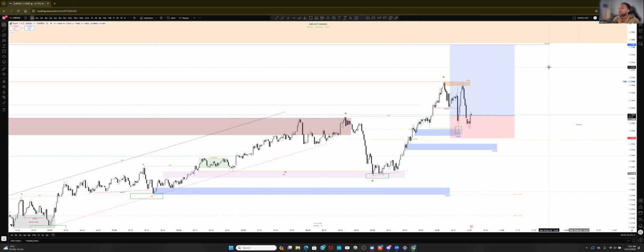We anticipated where, even if price was to sweep certain levels, we'd be safe at least for that move or that mitigation, which would have been here. But goodness gracious, that was like, what?